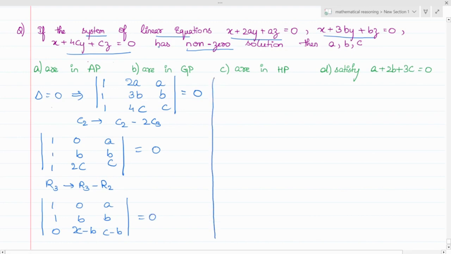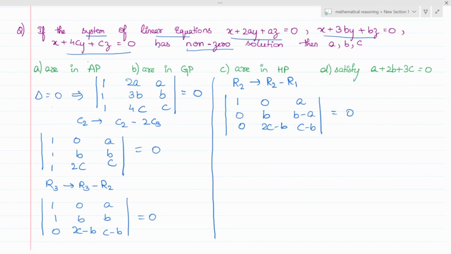Next, let's apply R2 changes to R2 minus R1. I'm just making as many zeros in the elements of the determinant so that you can easily calculate the determinant. So R1 remain as it is and R3 also remain as it is. So R2 changes to R2 minus R1, that is 1 minus 1, 0, b minus 0, b, and b minus a. And this is equal to 0. So let's calculate the determinant, that is 1 into bc minus b square minus b minus a into 2c minus b.